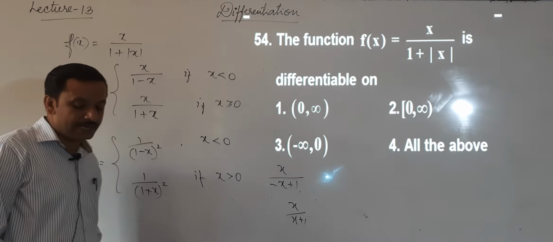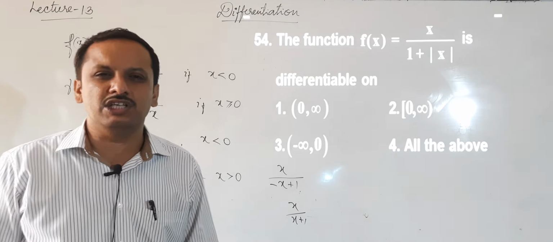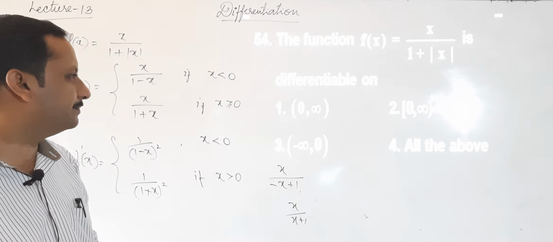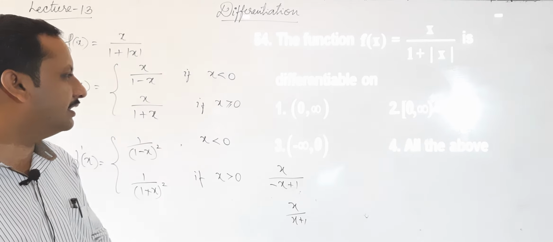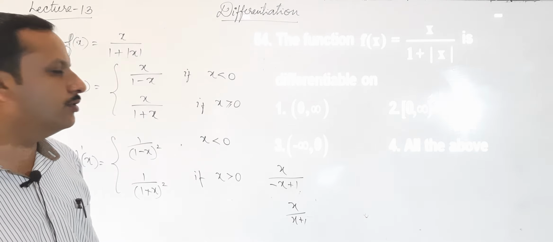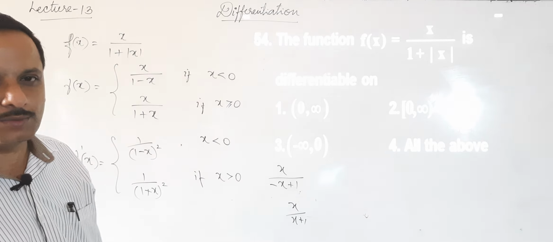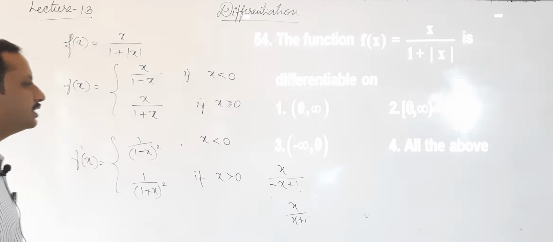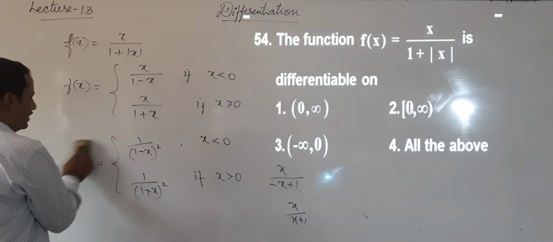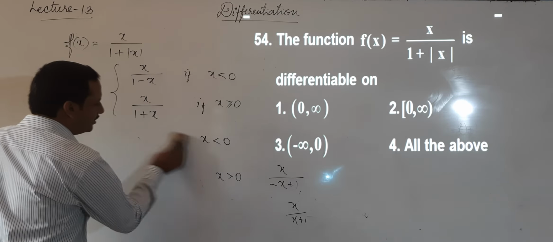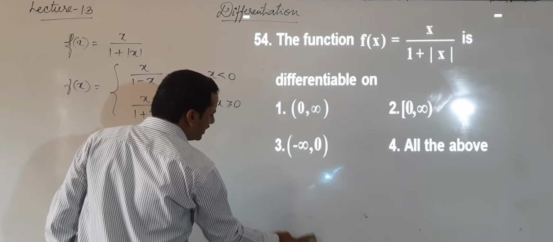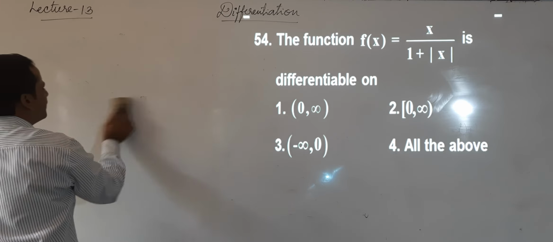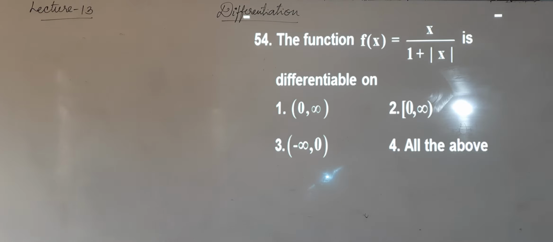So, this suggests that this function is differentiable everywhere. So, everywhere means which option? Fourth option, that is all the above. It is the union of first, second and the third option. The union of all the three will give you the set of all real numbers. 0 is also included. So, fourth option is the correct answer.